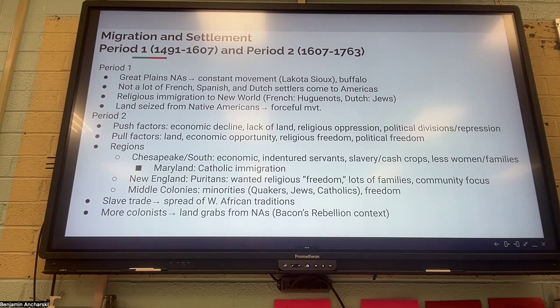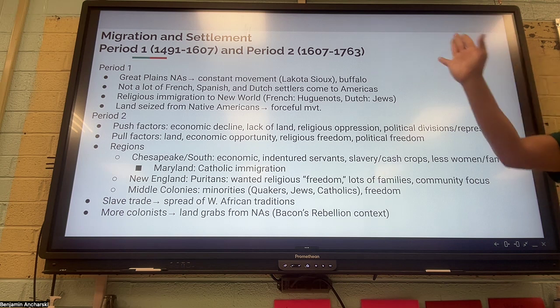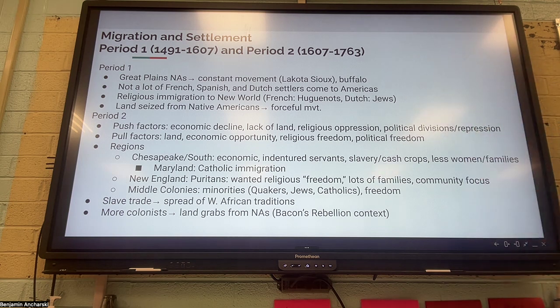But at the same time, we do see very early on, due to these wars of colonization, the beginning of a really dark trend of Native American people being forced off their land and being forced to move further and further west. Now, moving into the second period there, it'd be a good idea to know about why people are leaving the old world, places like England, and looking at places like America.